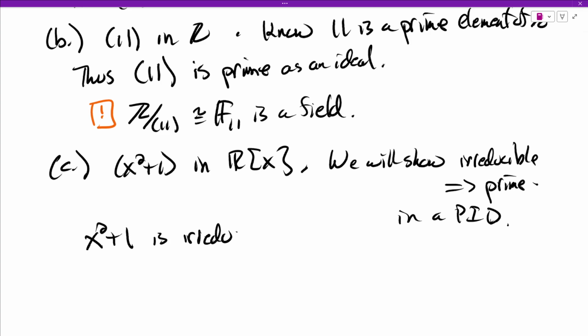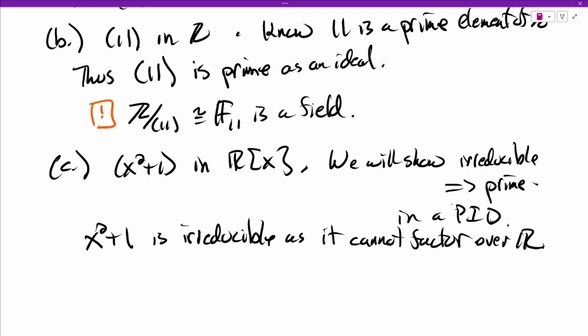You cannot factor it over R. You would have to factor into linear terms, and the only factoring of this into linear terms will involve complex numbers. Our coefficient ring here is R. And so by the fact that we will prove, which would be helpful here, I just want to tell you we'll get to it in a little bit. This tells us then that x squared plus 1 is a prime element.